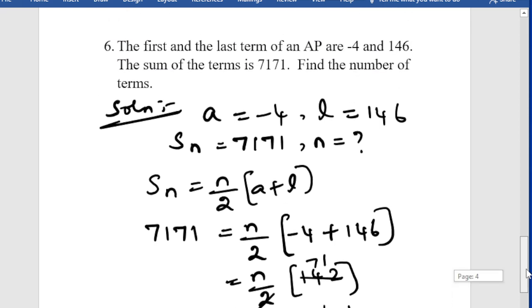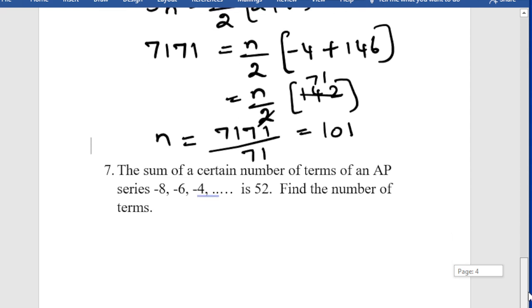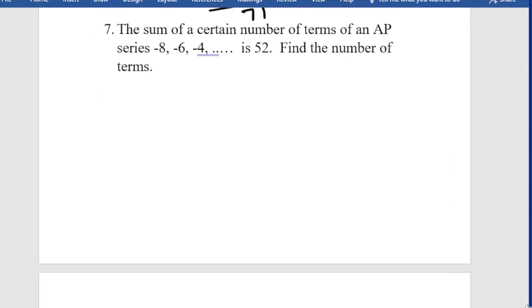Here the first term and the last term are given and the sum of the terms is mentioned. So we can apply this suitable formula to find the unknown n. We move to the next one.